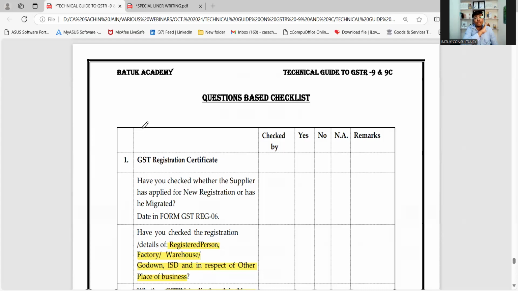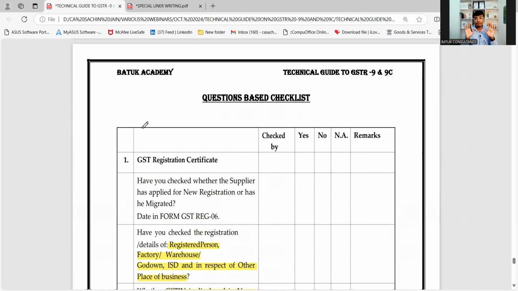इसमें जितने भी क्वेश्चन पूछे गए, all these questions are based on the provisions of law, based on the compliances. If you go through this particular questionnaire before preparing the GSTR-9 and 9C, your return will be in a perfect way. There will be no question on your GSTR-9 and 9C. Just go through certain questions which are there in this checklist.